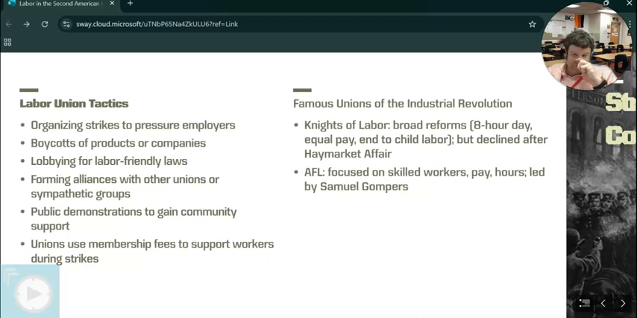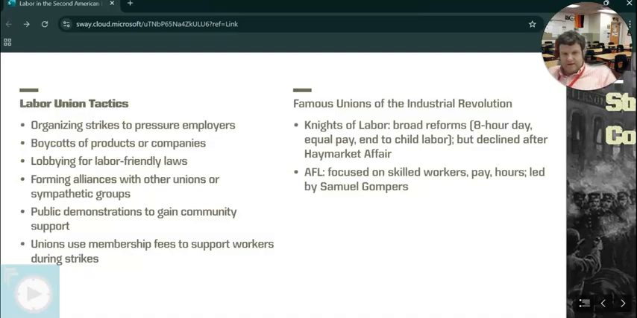Some famous unions, just to talk about them. We'll look at these more in detail in class. But the Knights of Labor is one of the earliest ones. They were famous for a number of broad reforms that they pushed for. They wanted an 8-hour workday. They looked for things like equal pay and banning child labor. Due to an incident called the Haymarket Affair or the Haymarket Square Riot, the American public grew afraid of them and their membership declined.